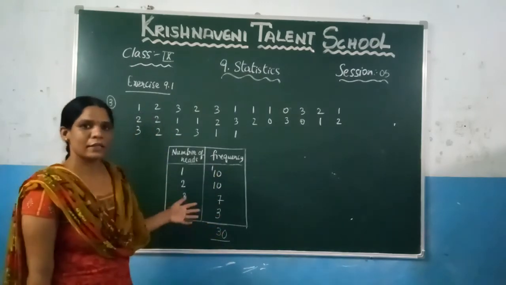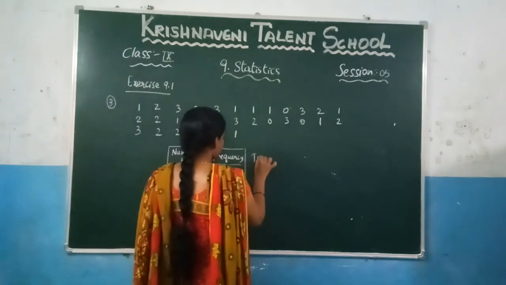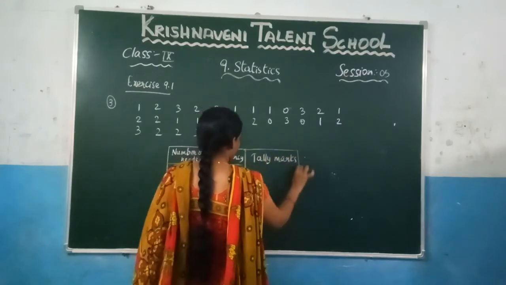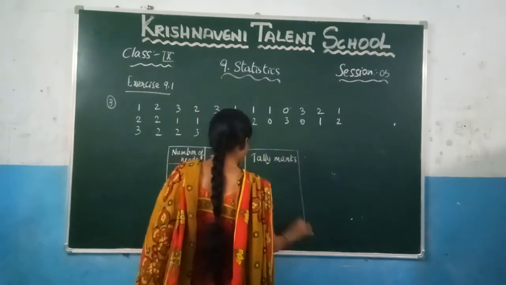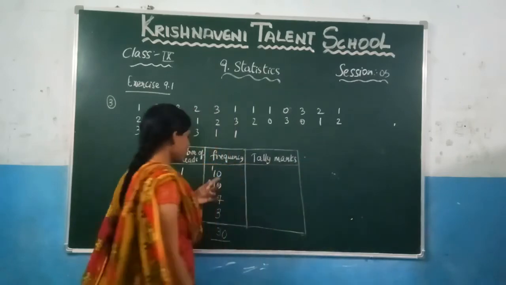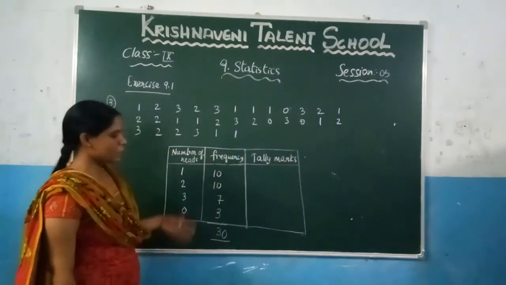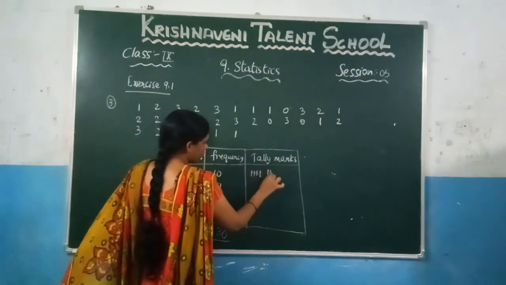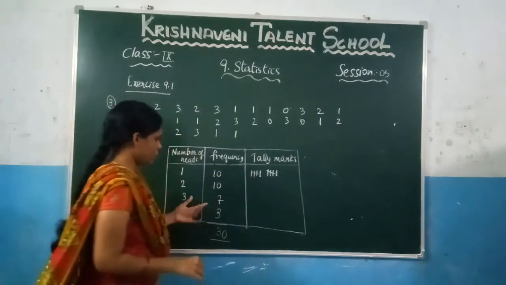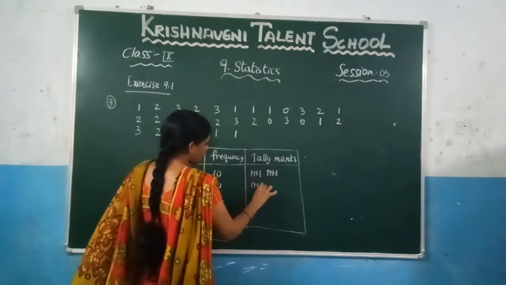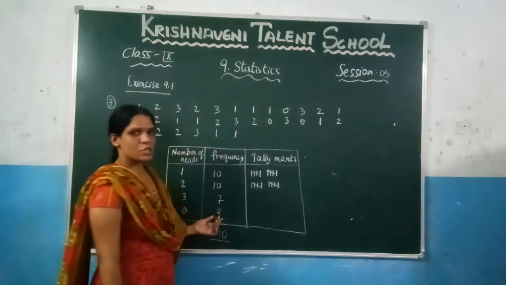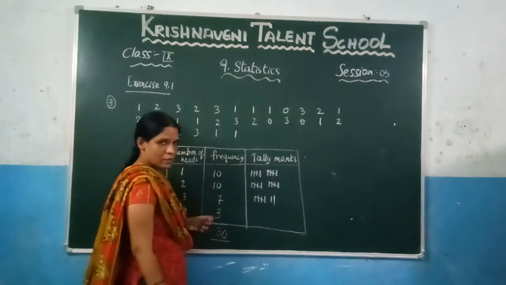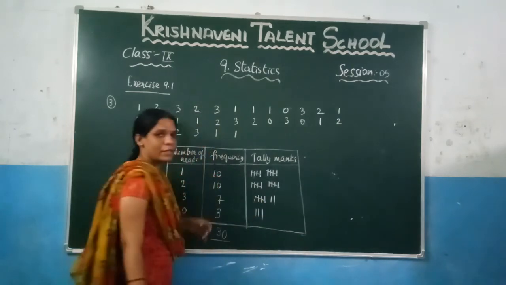Now you need to write the tally marks. Let us write the tally marks here. You need to write by following the pattern, which is the vertical lines. So write here 5, 10. The next one is also the same thing, 5 and 10. The next one, which is 7: 1, 2, 3, 4, 5, 6, 7. And similarly, which is 3, so you have to draw 3 lines.